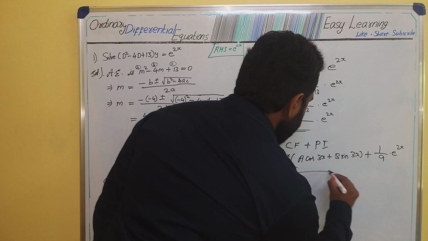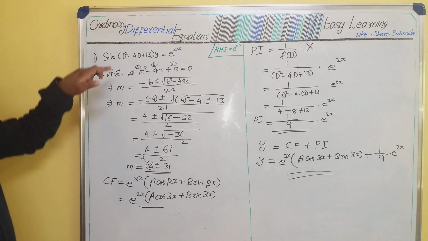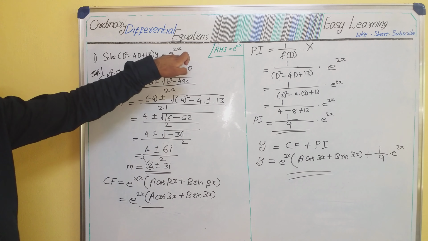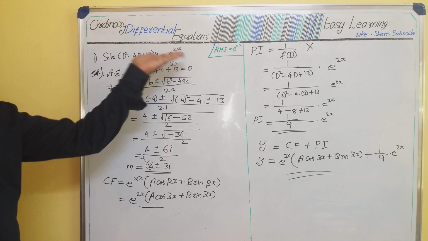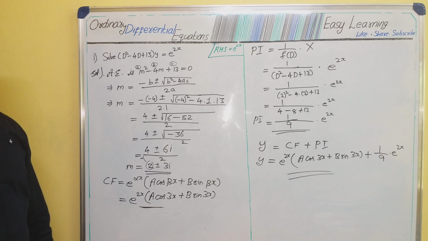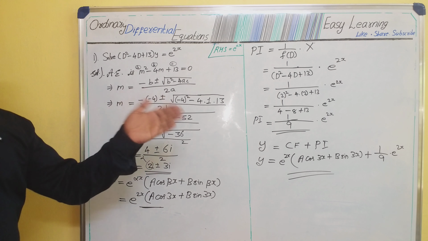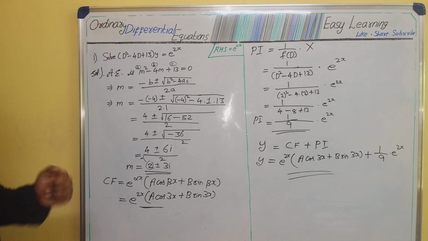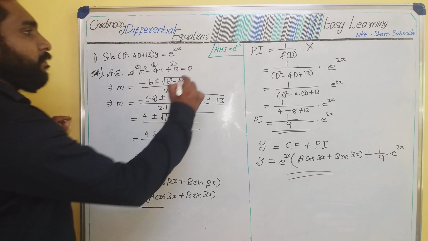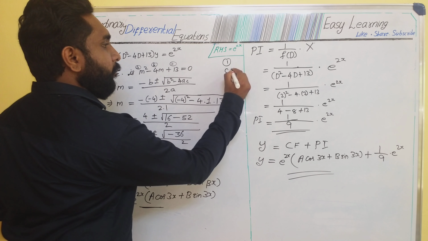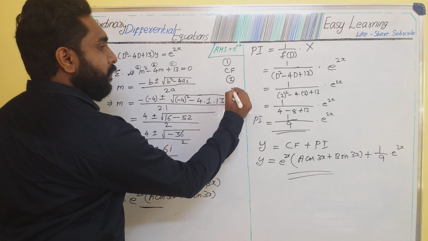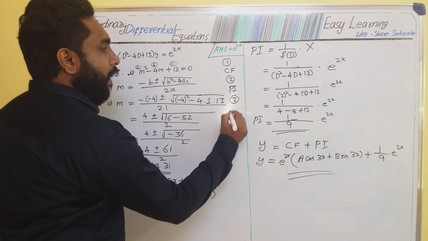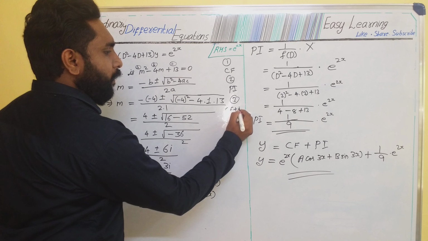So let's have an overlook at what we have done. This is the question: solve d square minus 4d plus 13 into y equal to e power 2x, and if there is some value in e power 2x, we have to find the particular integral also. The summation of complementary function plus particular integral gives the solution. So the first step is to find the complementary function. The second step is to find the particular integral. The third step is to add CF and PI.